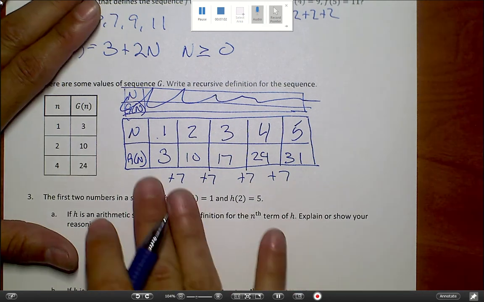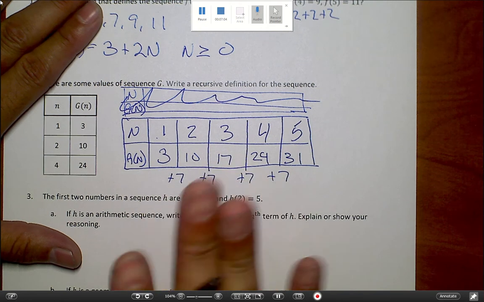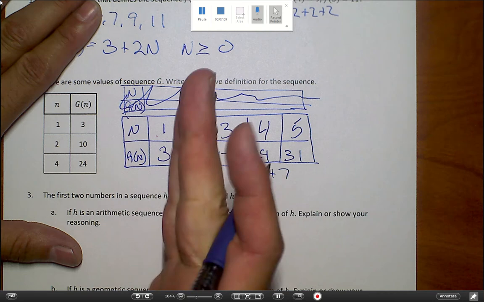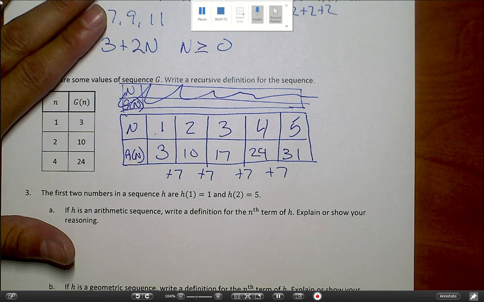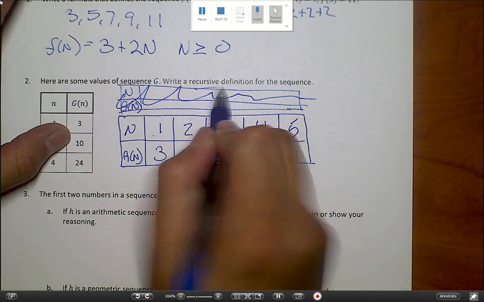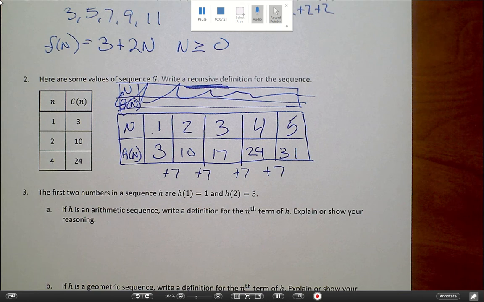So by filling in the missing term right here, it helps a lot to tell you what piece it's going to be. So now I know this is going to be arithmetic, and it's going to be adding 7 every time. So let's go ahead, and I'm going to write a recursive definition. Recursive definition means what? The previous term. So if I'm using the previous term, what notation is necessary? N minus 1. So I'm going to have the n minus 1.